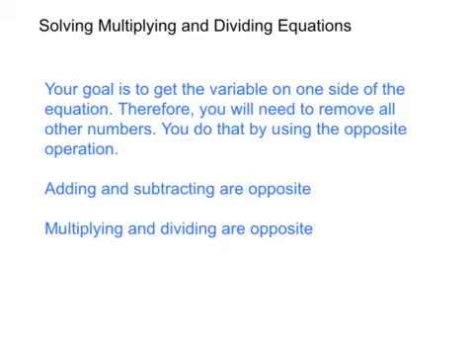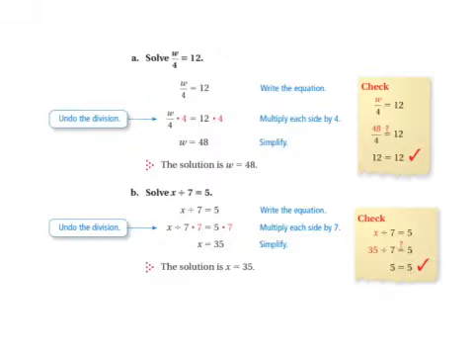Like yesterday, adding and subtracting are opposites. So we used adding to solve subtracting equations, and we used subtraction to solve addition equations. Today we're going to be looking at multiplying and dividing. Multiplying and dividing are opposite operations. So when we have a question that is using multiplication, we will undo it by using division. And if it's a division question, we will use multiplication. Let's see what that looks like with some examples.